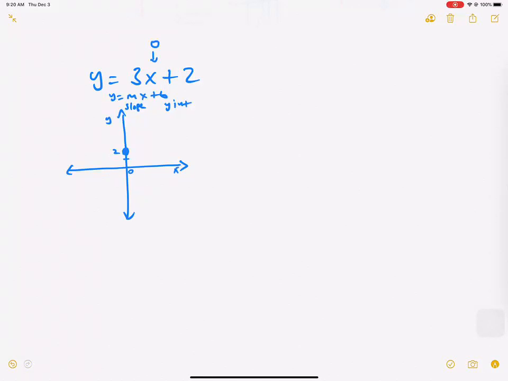Now the slope says m is equal to 3, b is equal to 2, and it's really 3 over 1 for us to think of it as a slope, a rise over a run. So we're going to rise 1, 2, 3, and over 1, I'm sorry, over 1. So this is going to be my regular line.